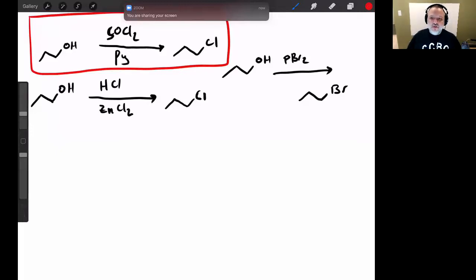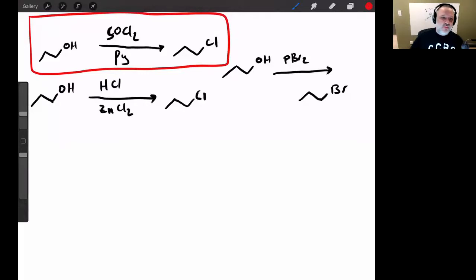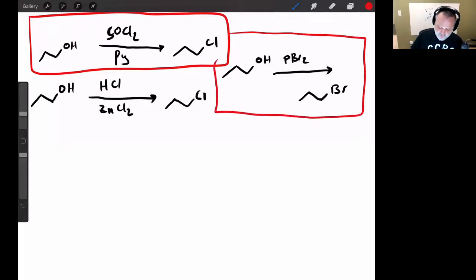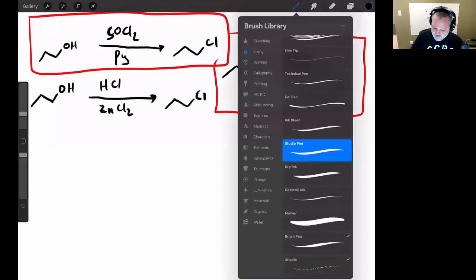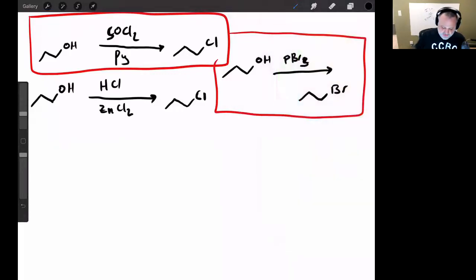Okay, and so this is essentially exactly where we left off with some of the reactions that we talked about. I mentioned that we needed to know the reaction mechanism for SOCl2. We also need to know the reaction mechanism for PBr3. And I wanted to start off with just a couple of notes about all of these mechanisms.